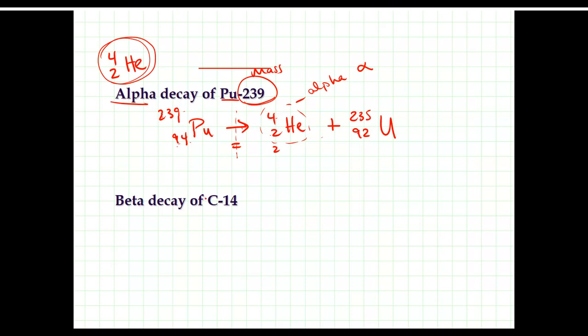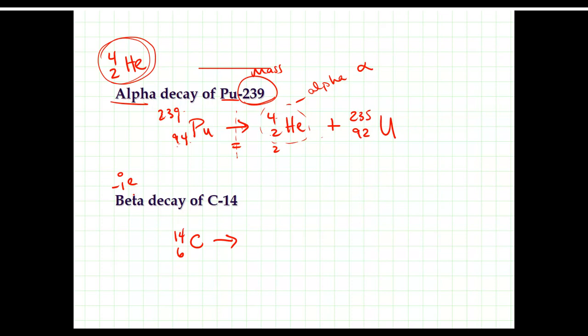Beta decay of carbon-14. So again, we're going to put that radioactive isotope to start. I'm putting a 6 on the bottom because carbon is element number 6. So carbon-14, the mass is 14, 6 protons. The atomic number is 6. It's going to go through beta decay. Beta decay is an electron. An electron is going to pop out of the nucleus. That's weird. There are no electrons in the nucleus.